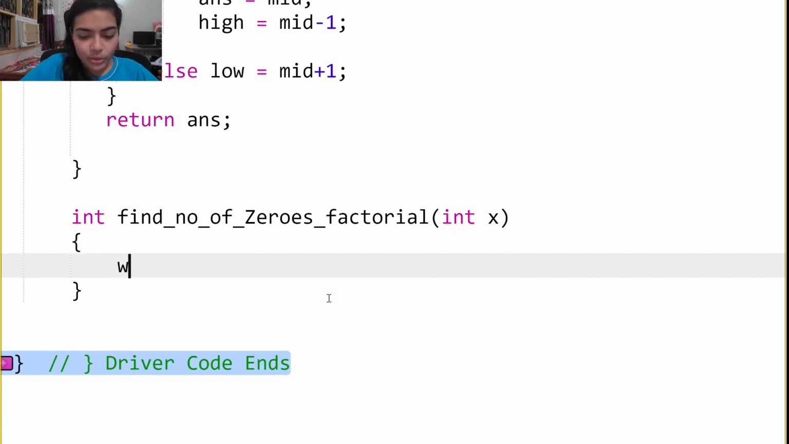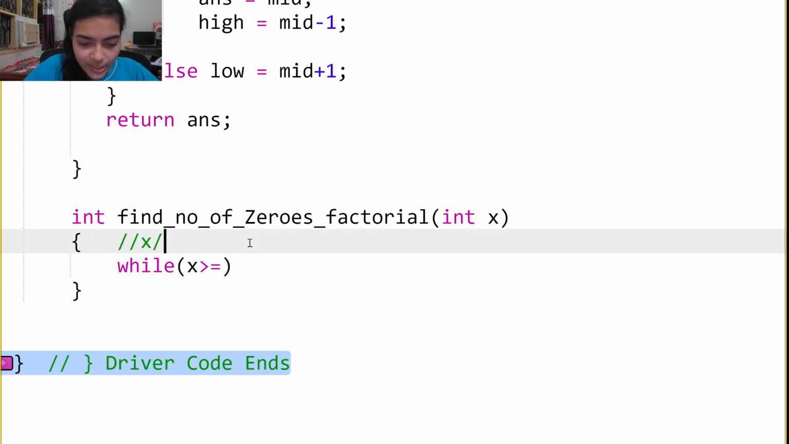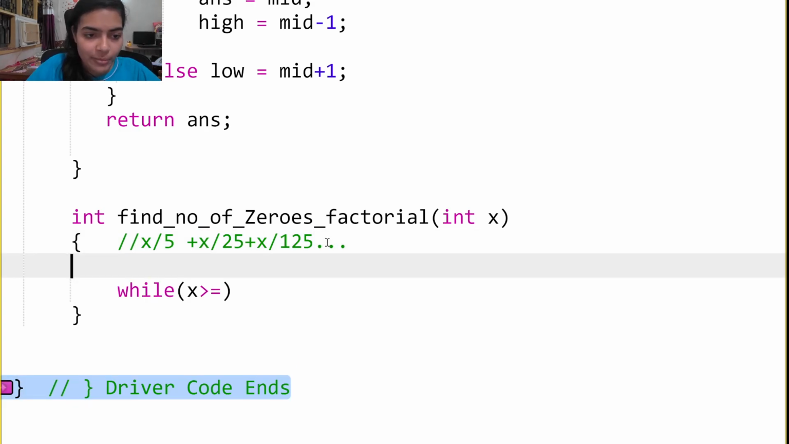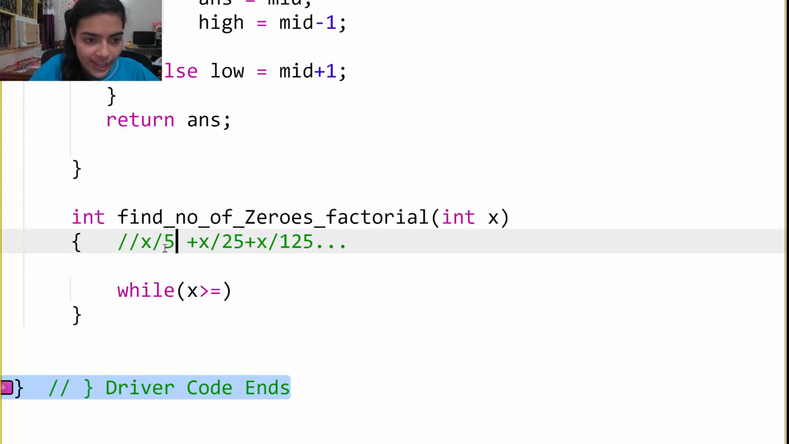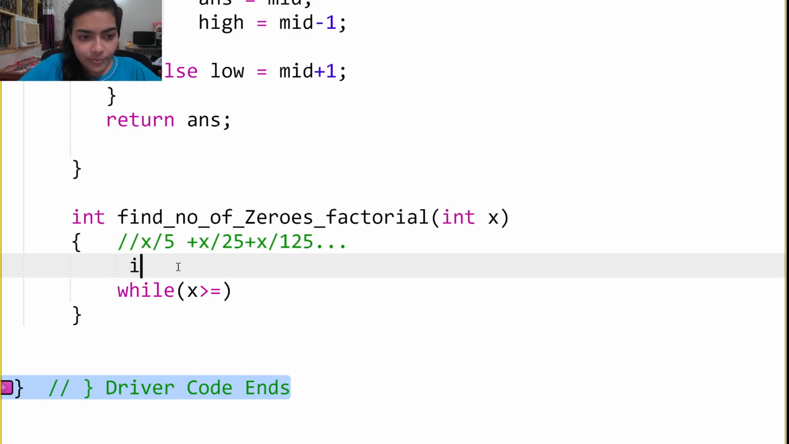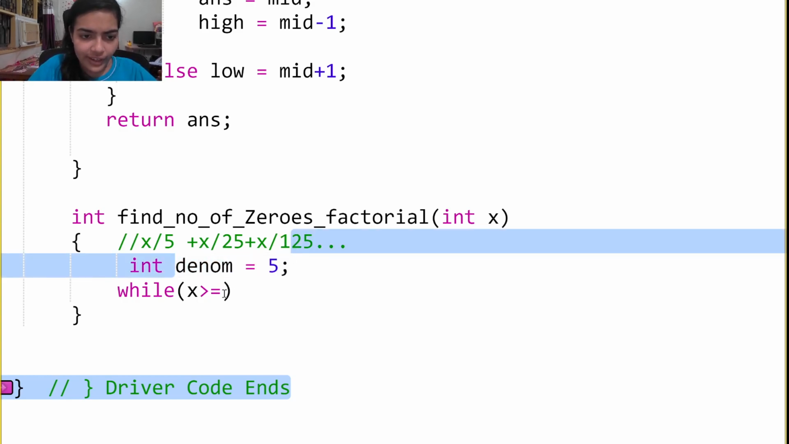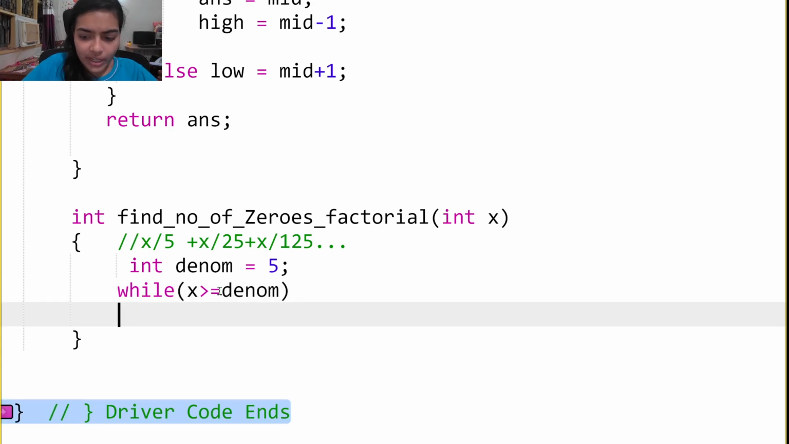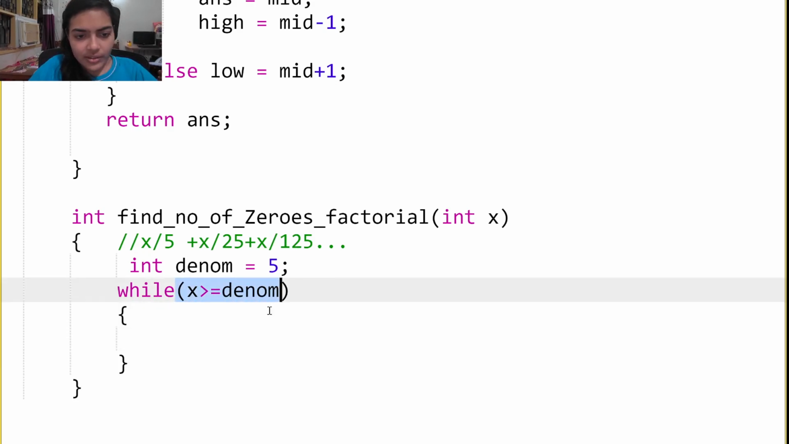So let me just give a loop. We have to give x by 5 plus x by 25 plus x by 125 and so on, right? The value of this entire expression is what we have to return. Initially we are starting with 5 as the denominator, so let me give denom for denominator. Denominator is just going to start with 5, right? So while x is greater than denominator, because after this it will become 0.